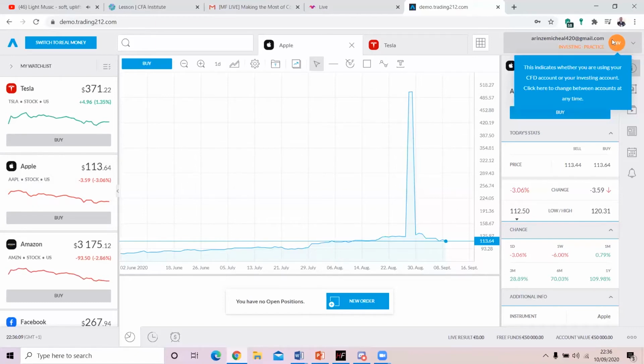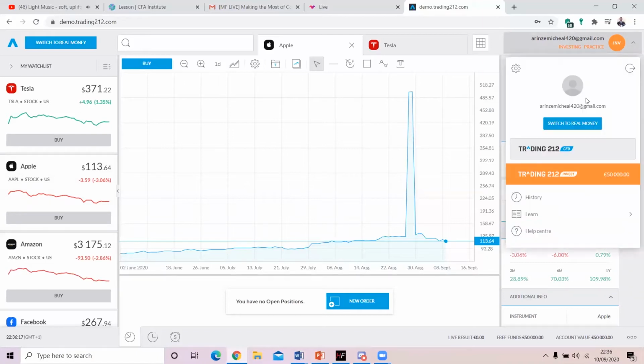So what else should I show you? At the top right side of my screen, you see something that's called invest. Let me click on it so that you see. It's just to tell you how much you have. It gives you the history, and then there's some learning resources for you to also use.